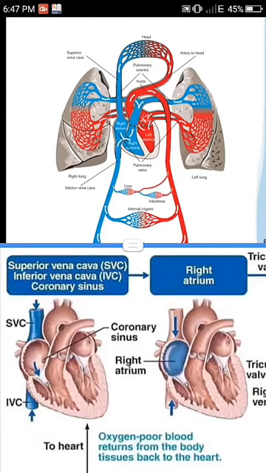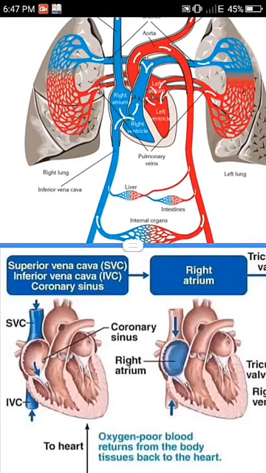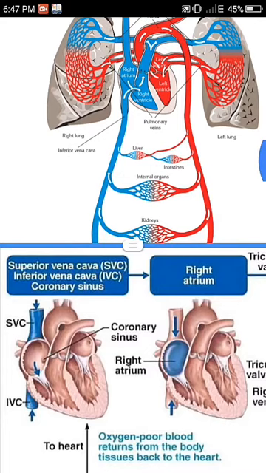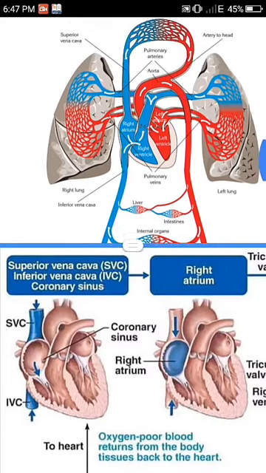Let us know about how the blood circulates in the heart. First we will start from here, where the blood travels from the area of the right atrium and left atrium, in which there are vessels, the superior vena cava and the inferior vena cava.